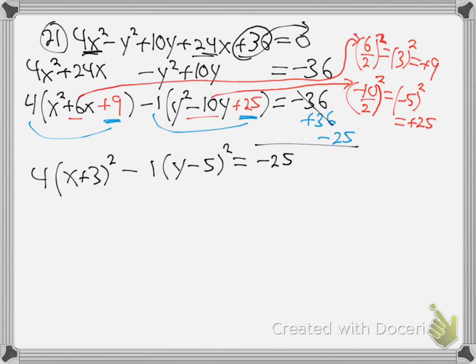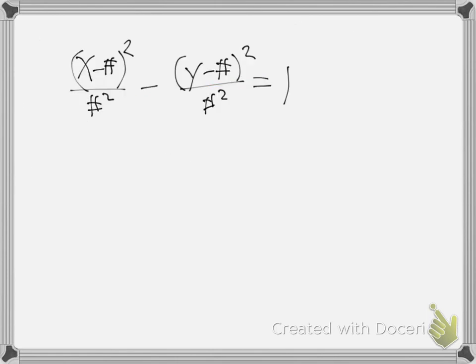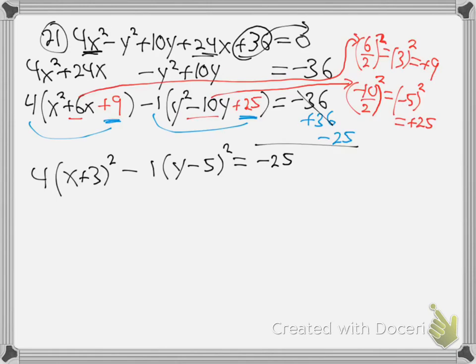Okay, so what do I do next? I've got to get a 1 on the right side. So it's only negative. So divide through by negative 25. Because that'll make that 1. Now, whatever you do to one part, you've got to do to all. So divide through by negative 25. Now, this is the first curveball. What happens with the signs?